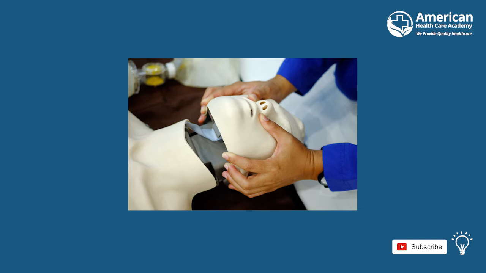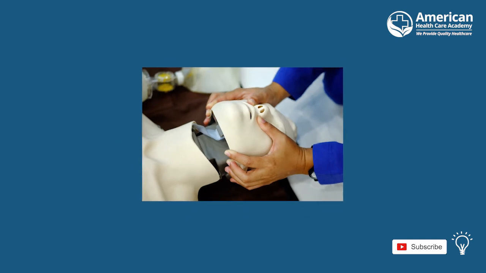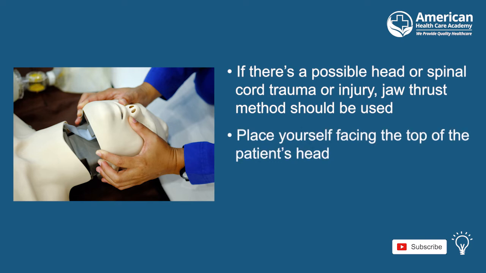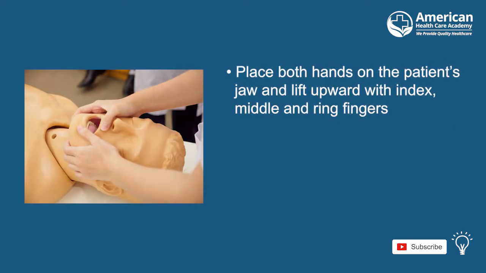If there is a possible head or spinal cord trauma or injury, the jaw thrust method is to be used. To perform this method, place yourself facing the top of the patient's head, opposite from their body. Place both hands on the patient's jaw and lift upward with your index, middle, and ring fingers, and use your thumbs to open the jaw.